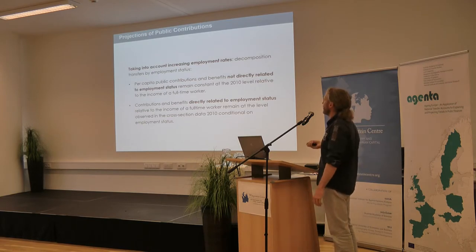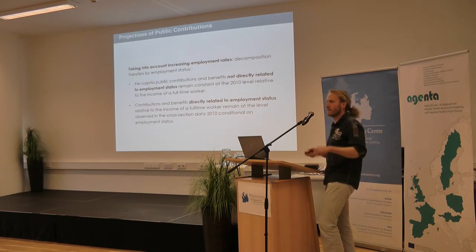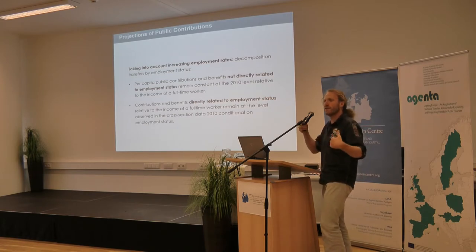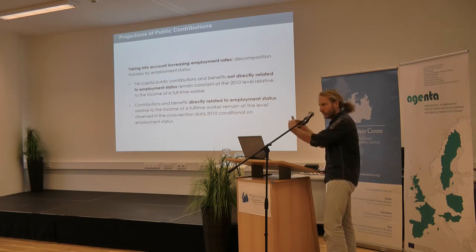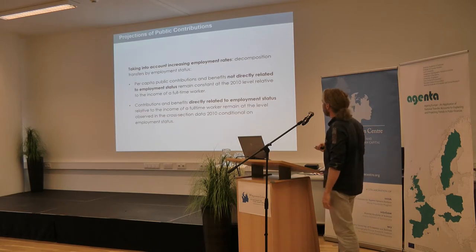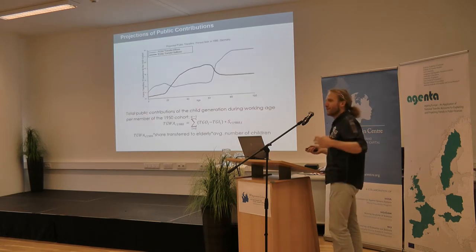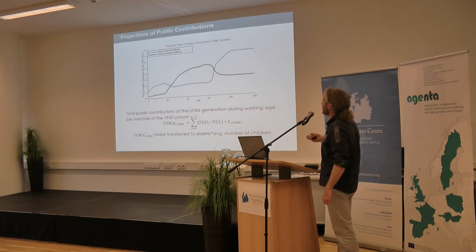And the contributions and benefits directly related to employment, such as, of course, wage taxes and pensions, we assume that they stay at the level relative to the income of a full-time worker observed in the 2010 data, conditional on employment status. Thereby we take into account that when people stay long in working life, they make higher contributions in the form of wage taxes, for example, and get less in the form of pensions. So now, if you didn't understand what I said in the last slide, here you have the results. We just simulate age-specific public contributions and benefits.